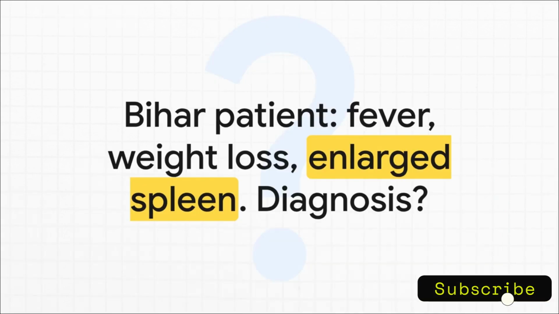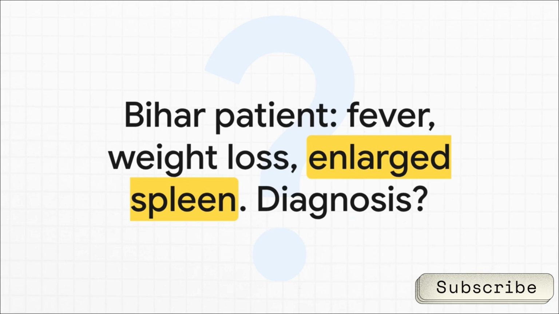Okay, so picture this. This is a classic exam question, right? A young adult from Bihar shows up with a high-grade fever for 3 months. They've lost a ton of weight, and their spleen is massive. What's your top differential? I mean, this presentation just screams Kala Azar, and we're about to break down exactly why.